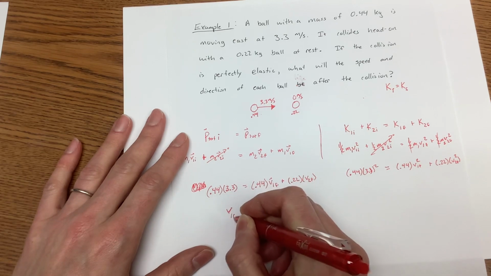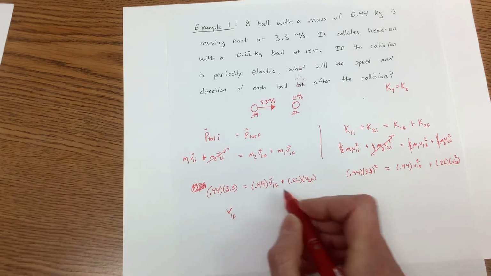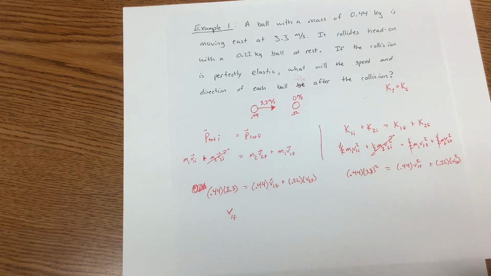V1F, if I move everything around, I'm just going to do that on my calculator here. 0.44 times, nope, I need a bigger calculator. That one's dead. 0.44, 3.3 minus 0.22. Yeah, I really need a different calculator.